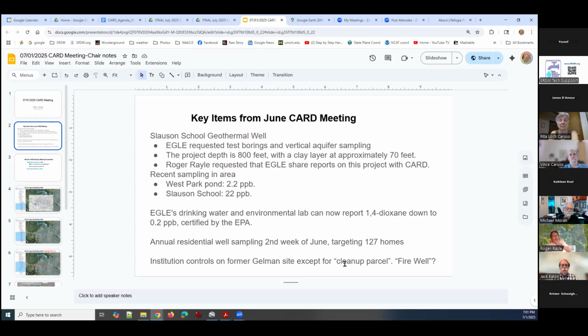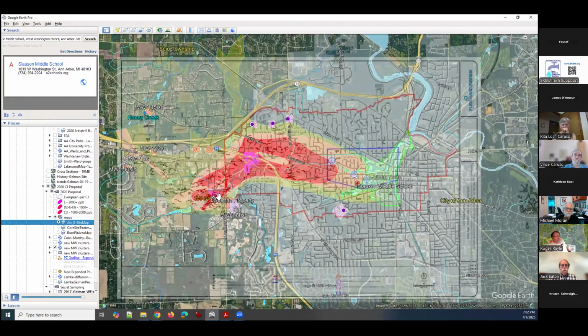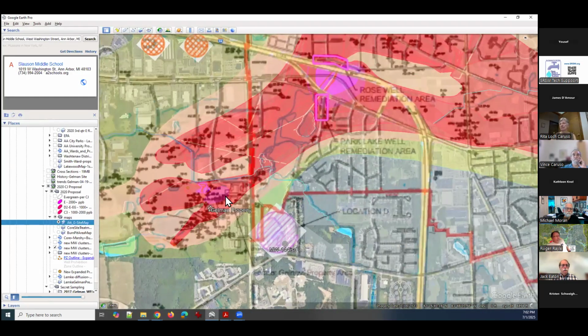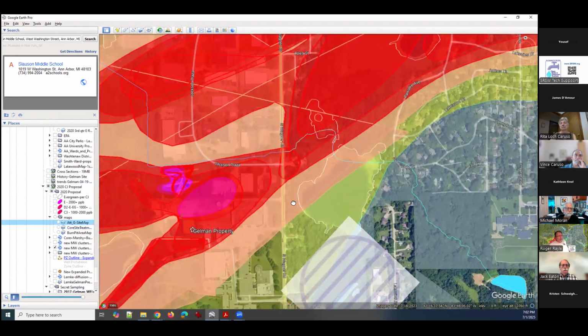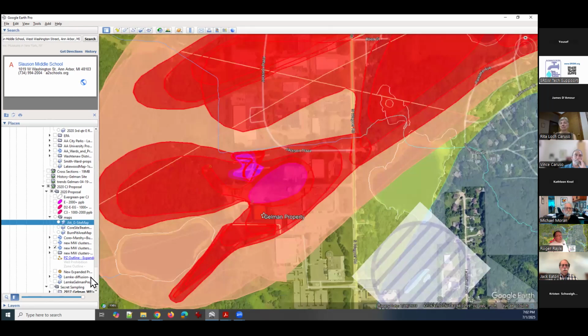There was a mention of the Smith property, the Smith development of MIHQ, wanting to use the fire well for fire suppression. In fact, that well is still active. The other wells at the Gelman site that were used for production were shut down.